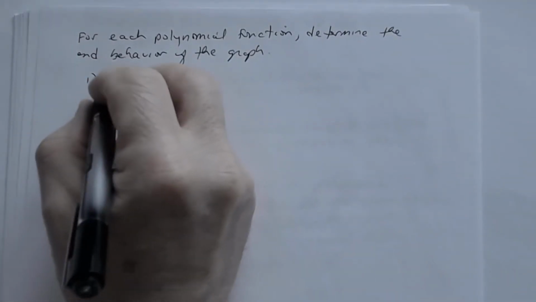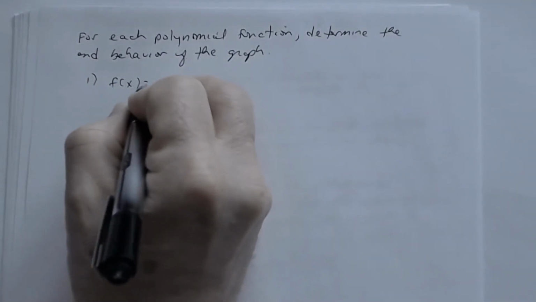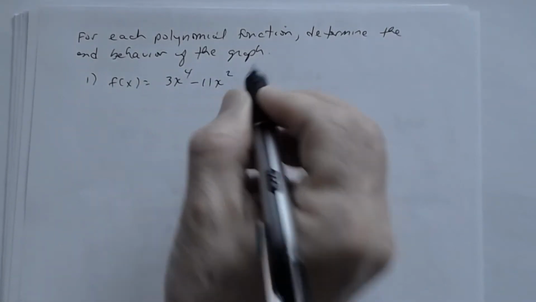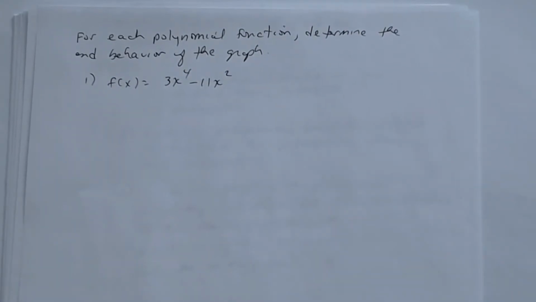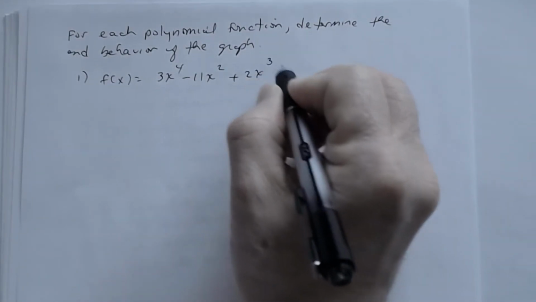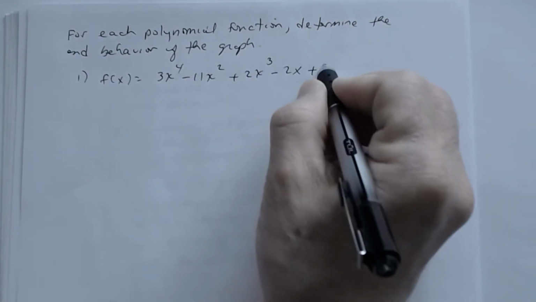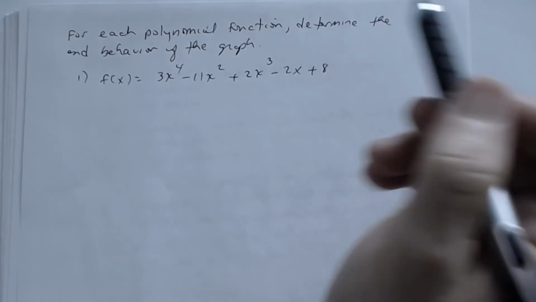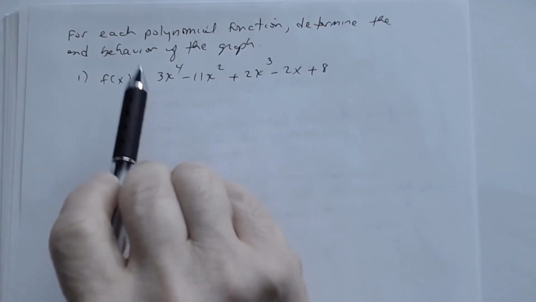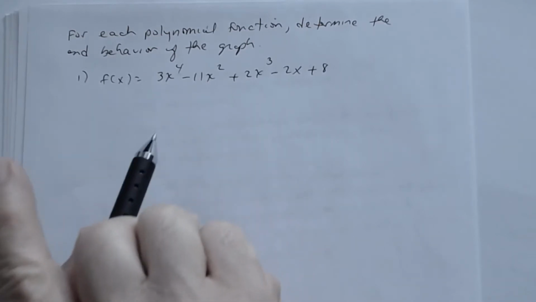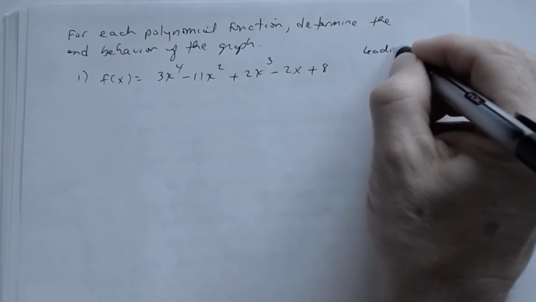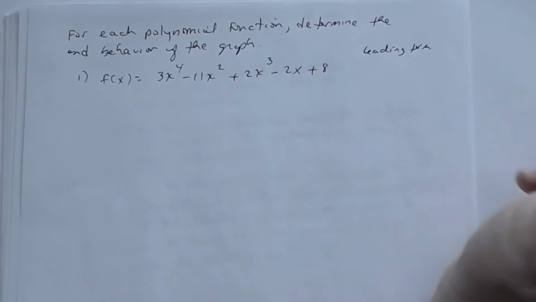Number 1, you have f of x equals 3x to the 4th minus 11x squared plus 2x cubed minus 2x plus 8. The first thing you want to do: there are 5 terms. If you want to determine the end behavior, only one of those terms you need to look at, and that term is called the leading term. So you've got to find the leading term.